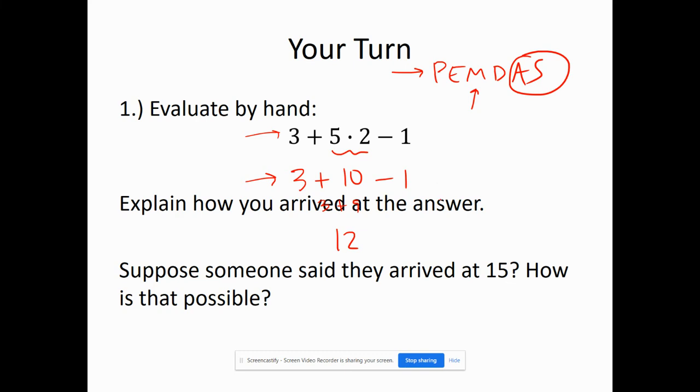let's say somebody said they arrived at 15. How is that possible? What do you think they did? 3 plus 5 is 8, times 2 is 16, minus 1 is 15. So they just went left to right. This is a really common mistake that we need to avoid. They just did 3 plus 5 and just kept going like this. So let's not do that.